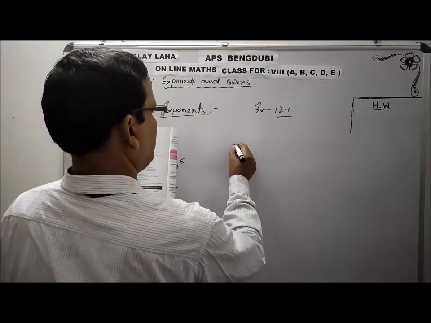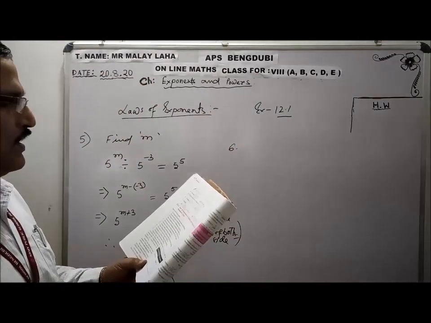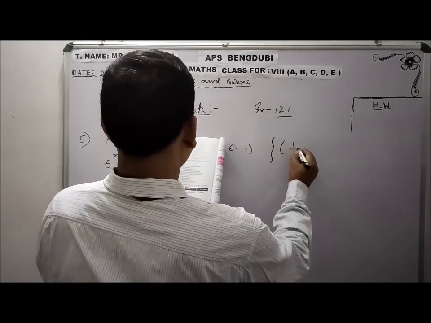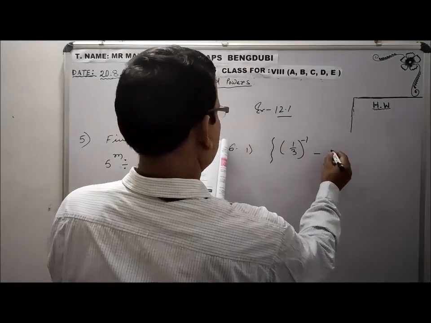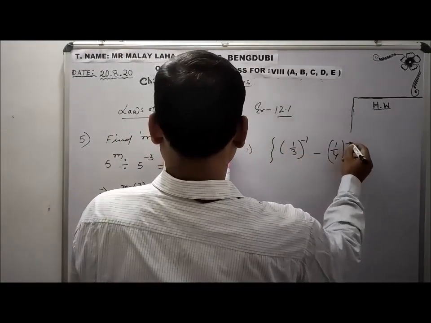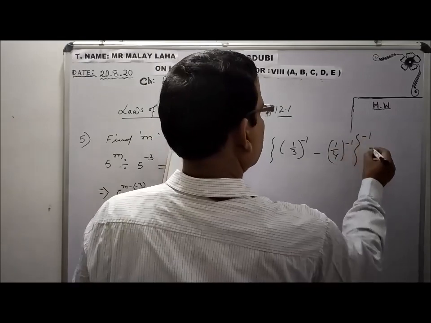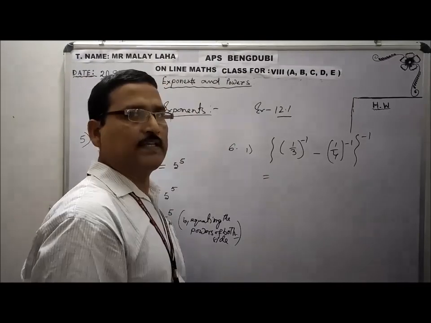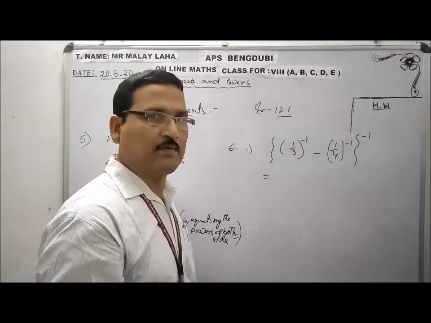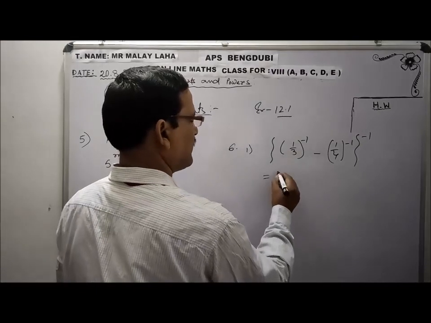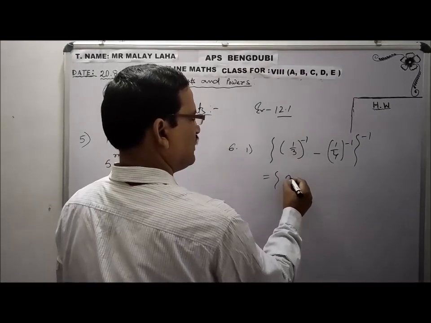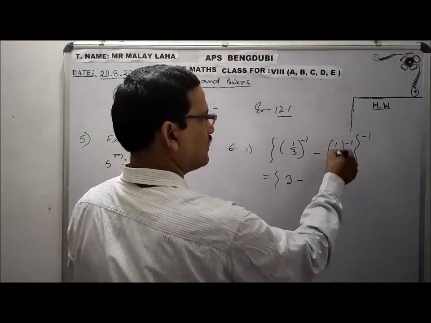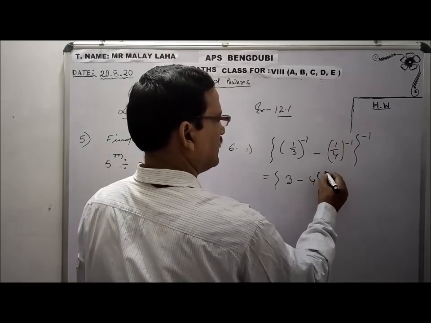Now evaluate. Evaluate, find the value, simplify, all mean the same. So number 1: 1 by 3 raised to minus 1, minus 1 by 4 raised to minus 1, overall raised to minus 1. Find the value, meaning the answer should be a number. So what can I do? In minus form, nothing can be done. The only thing is that you have to make the power positive. So it will be 3 raised to positive 1, no need to write 1, minus 4 raised to 1, which means 4, then minus 1.